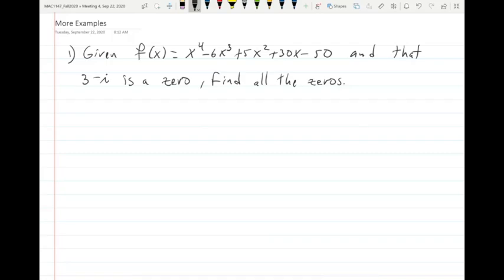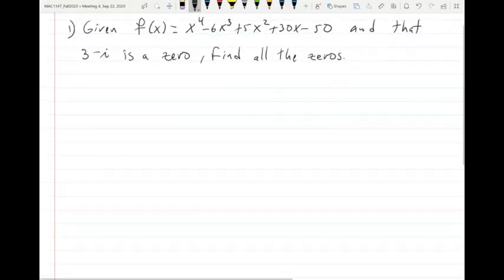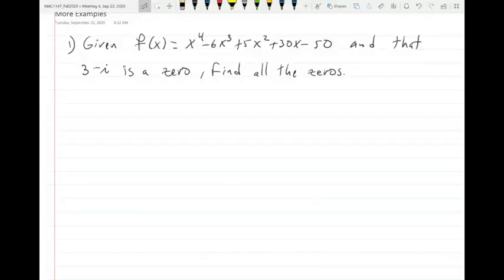So find all the zeros of f, and in fact, we're going to factor f completely. Finding the zeros means to factor f completely as a product of linear factors. Okay, so let's see. We are given that 3 minus i is a zero. That's good. What else do we get for free then?